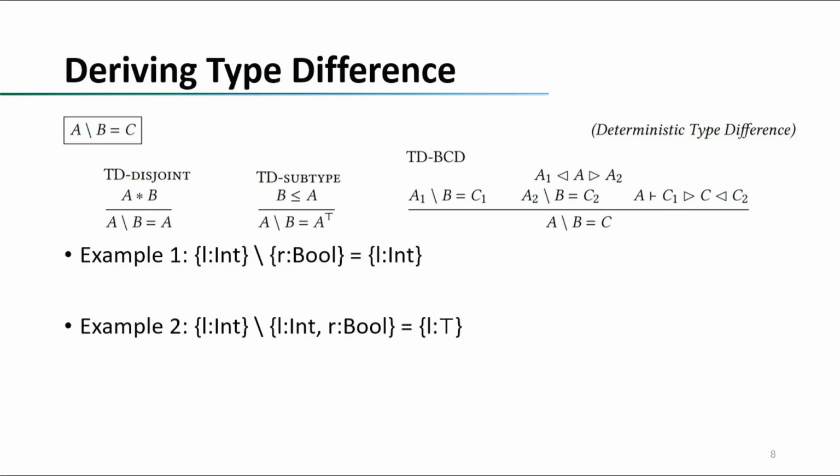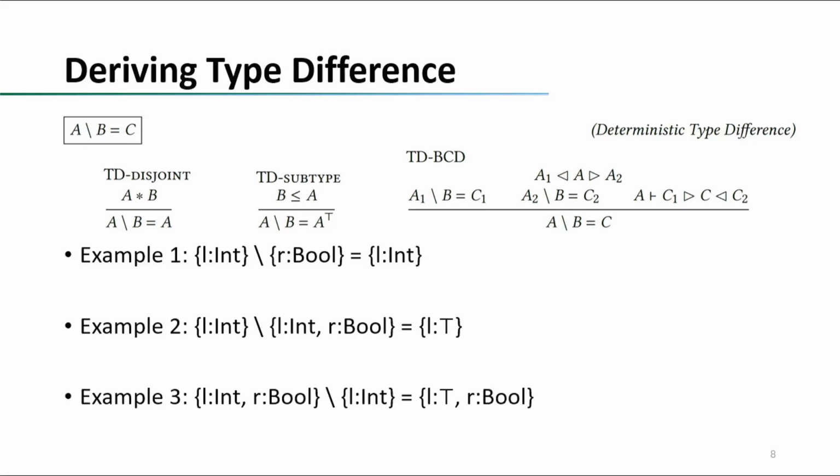In this case, we will use B to subtract A1 and A2 respectively. After that, we will compose the result according to the shape of type A to get the final C. Let's take an example. Here, we use a single-field record to subtract a multi-field record. Because the multi-field record can be viewed as two single-field records merged together, its intersection components will be L int and arbor. L int minus L int equals L top, and arbor minus L int equals arbor.